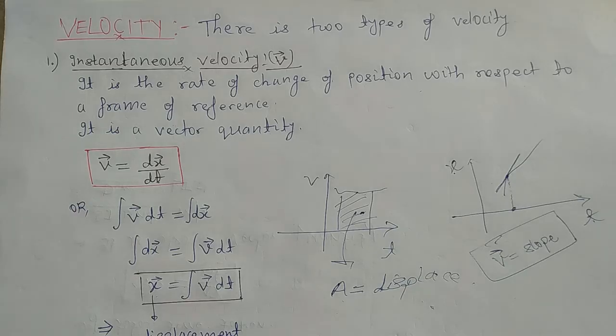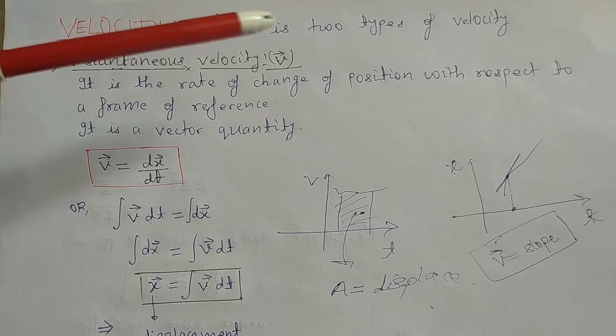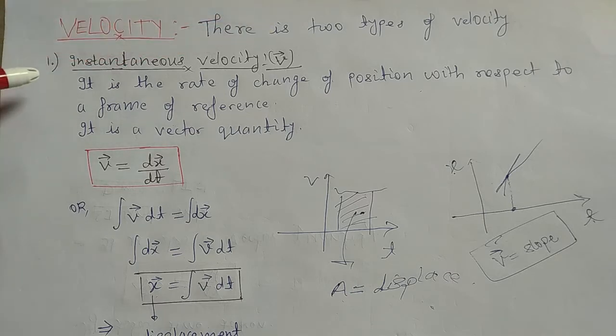Hello everybody, this is Nonit, and in this lecture I'm going to discuss the next topic of one directional motion, that is velocity. So the velocity is basically of two types. The first is instantaneous velocity and the second one is average velocity. So first we will see the instantaneous velocity. So what is instantaneous velocity?